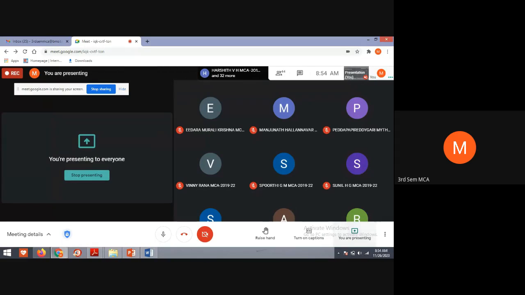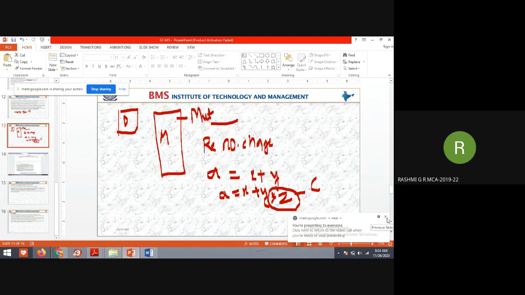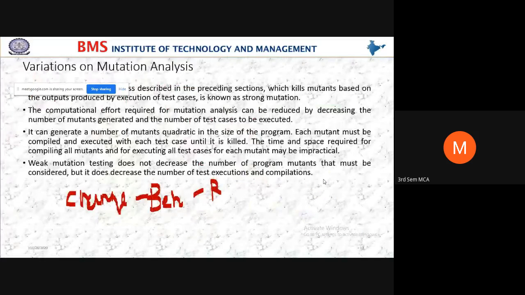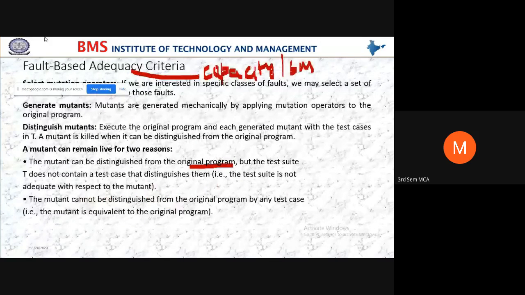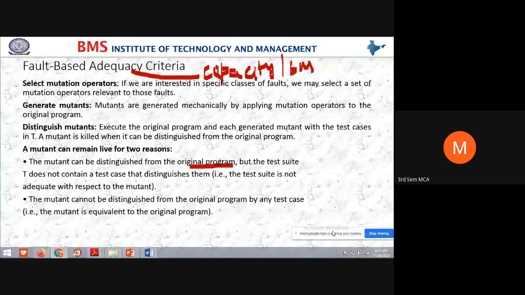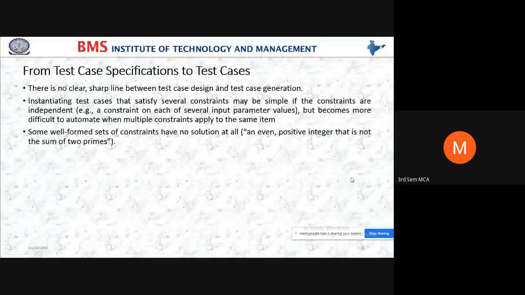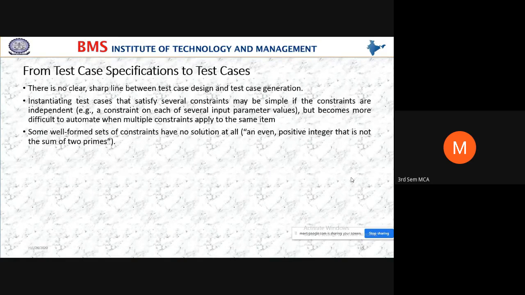So I think you can see my screen now. You can see the PPT. Yes, ma'am. So in the last class, we have seen the mutation, fault-based adequacy criteria. Next, we have from test case specification to test case.